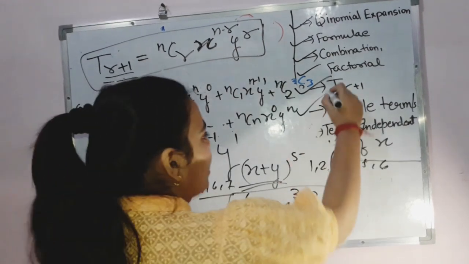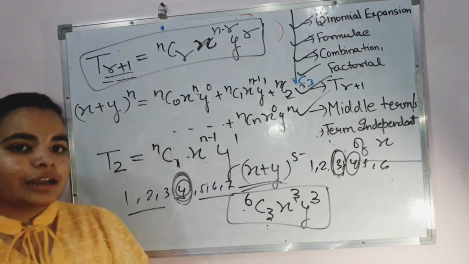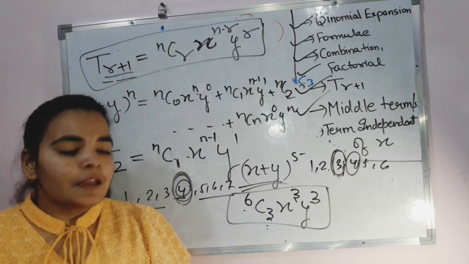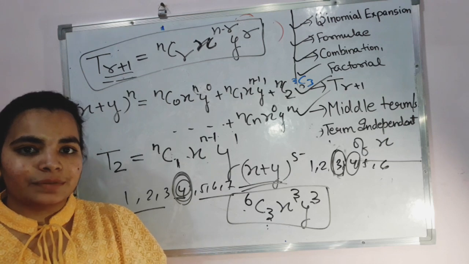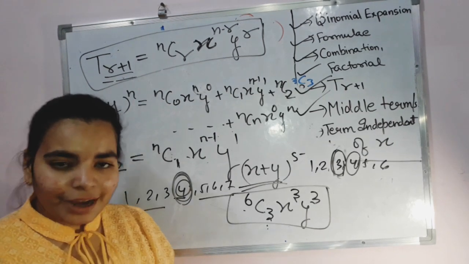So this is how you have to get the middle terms. If it is an odd power over here, you'll get an even number of terms. Even number of terms means 2 middle terms. If you have an even power over here, you will get an odd number of terms, and once you get an odd number of terms, you will get one middle term, right?